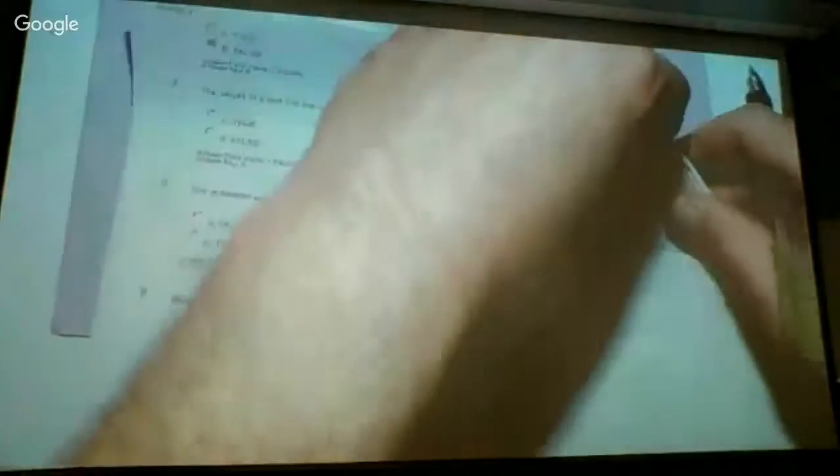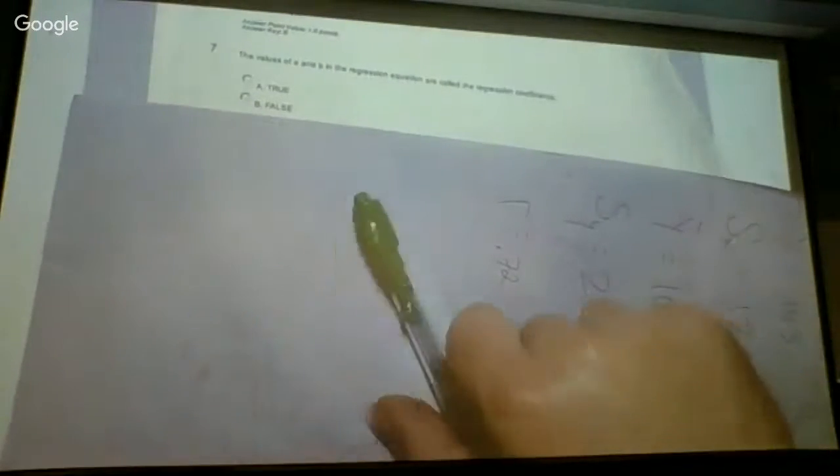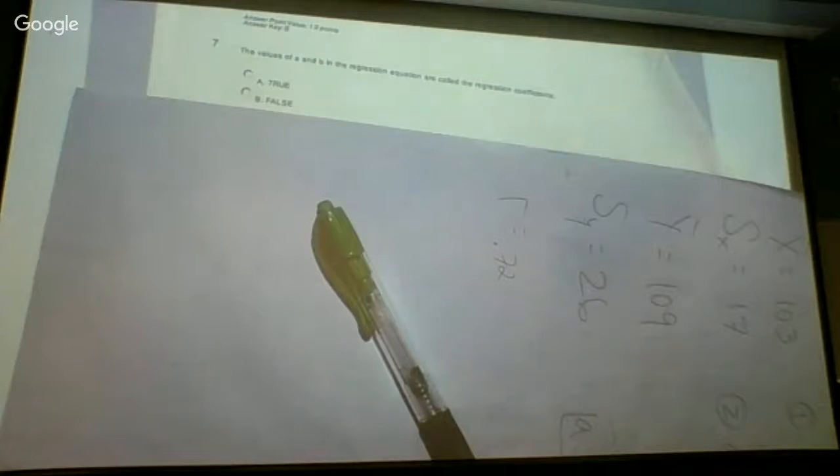6. One assumption underlying linear regression is that X values are normally distributed. We didn't talk a lot about the assumptions for linear regression, but that is not one of them. Your independent variable does not need to be normally distributed. So 6 is false.